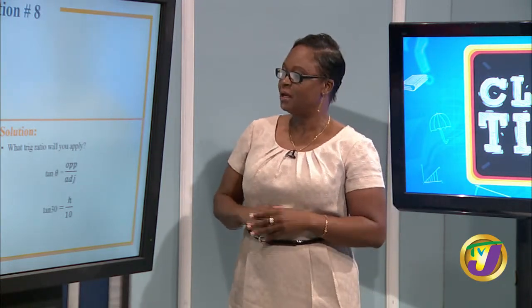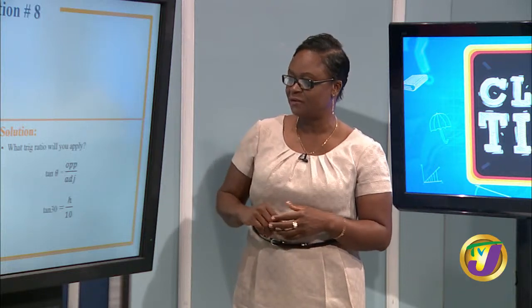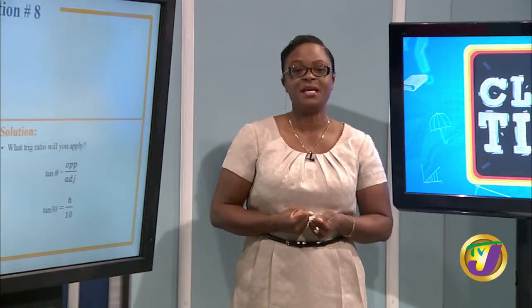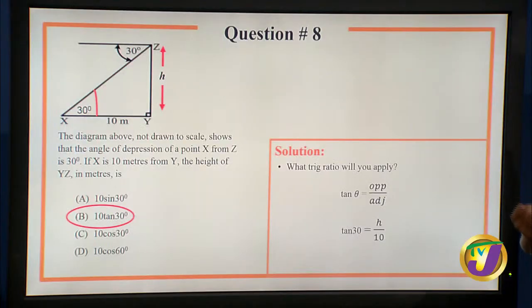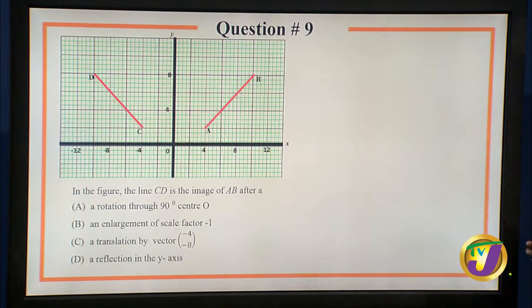Okay, so the answer that we would have seen, of course, is B, 10 tan 30 degrees. Okay, good.